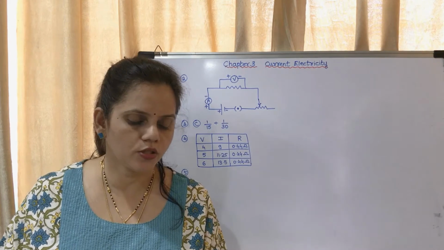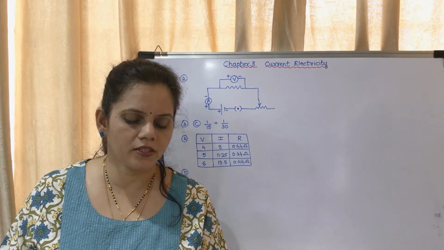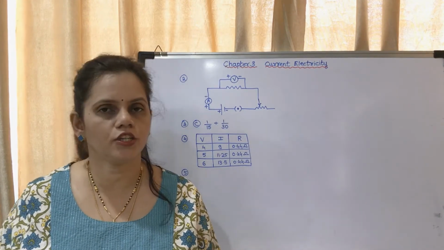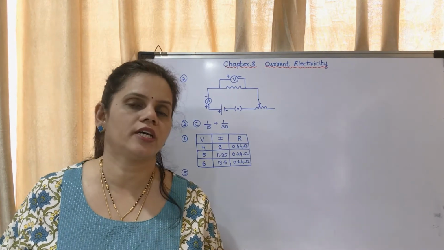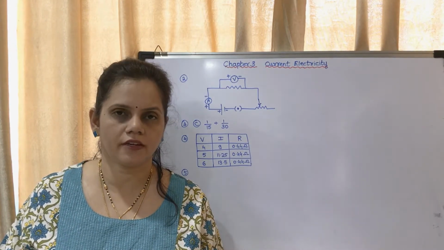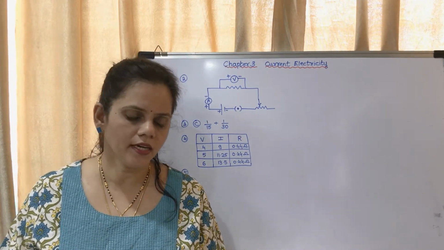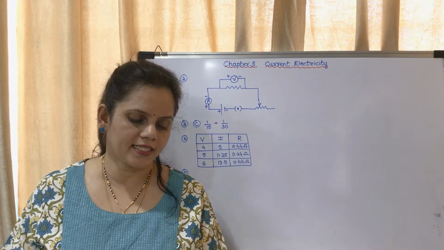For domestic use, fuse wires with upper limits 1 ampere, 2 ampere, 3 ampere, 4 ampere, 5 ampere and 10 ampere are used. So fuse wires are of different values which are used according to the current which has to flow through the appliance. Okay, now the next is precautions to be taken while using electricity.